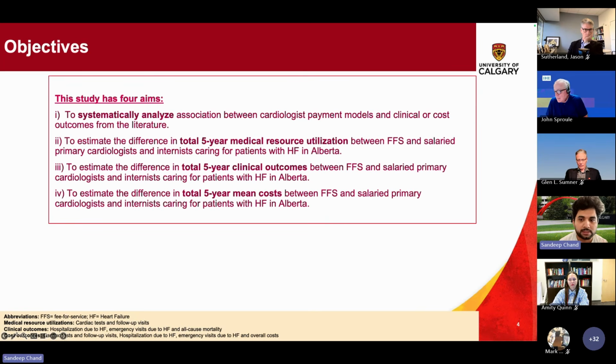First, how much care did they use? What happened to them clinically? What did it cost? And how did it differ by payment model? Utilization in our study means cardiac tests and follow-ups. Clinical outcomes measured include heart failure hospitalization, emergency visits, and death from any cause.